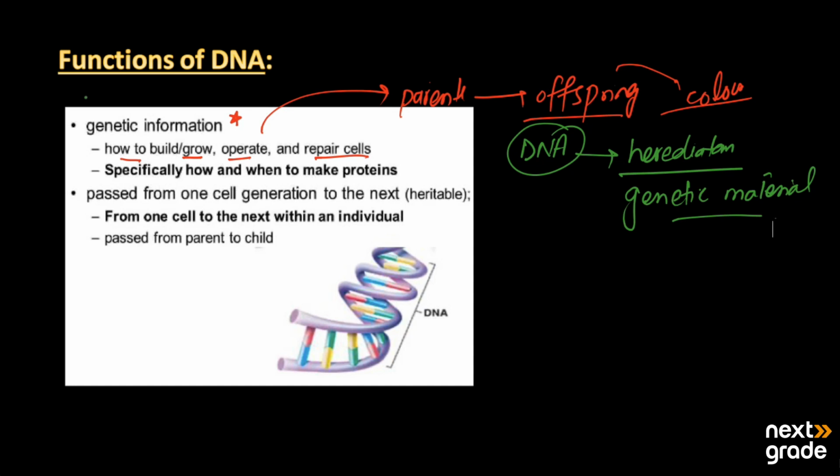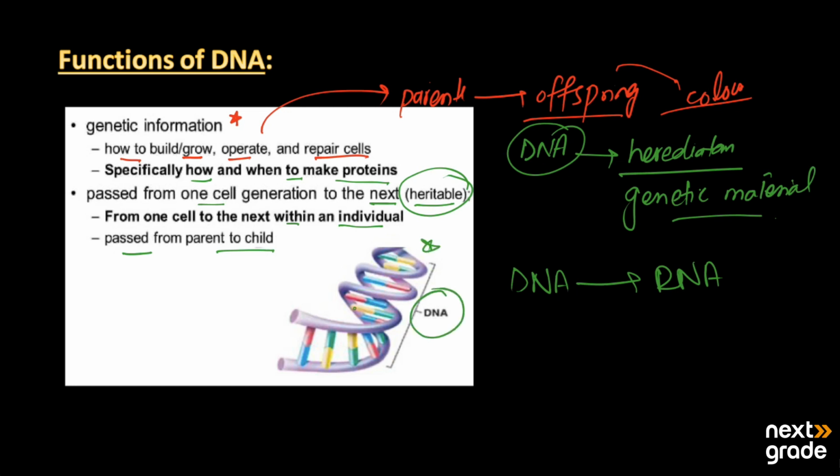On the other hand, specifically how and when to make proteins, because first the DNA passes information to the RNA from one cell generation to the next. So that's why DNA is heritable. It passes from one cell to the next within an individual, and from parent to child or to another individual. This was a simple DNA, a double helical structure where the two strands are twisted around each other.